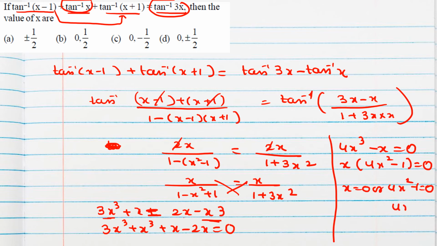So 4x square equal to 1. X square equal to 1 by 4. X will be plus minus 1 by 2. So three values are possible, 0 and plus minus 1 by 2. That is D option is the correct option.